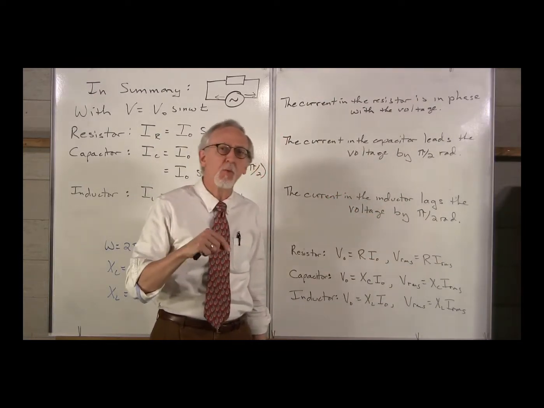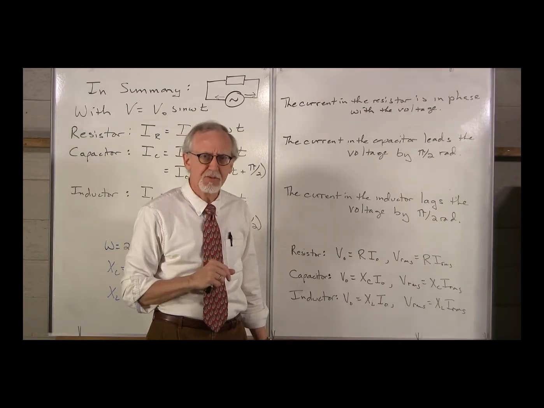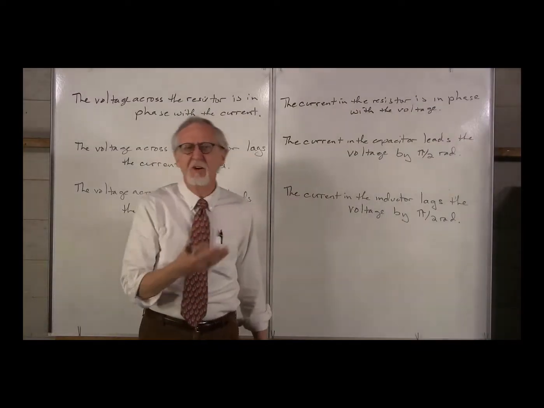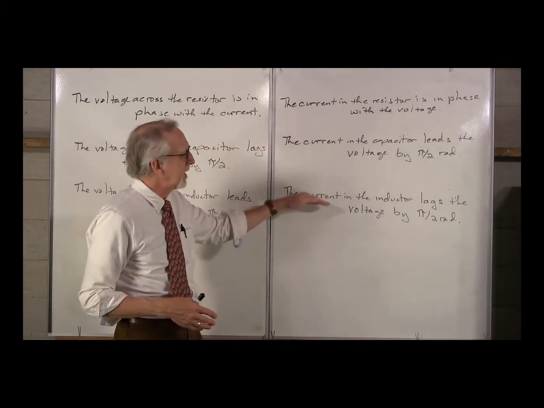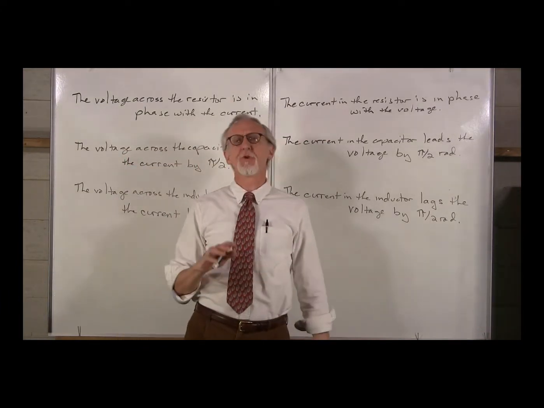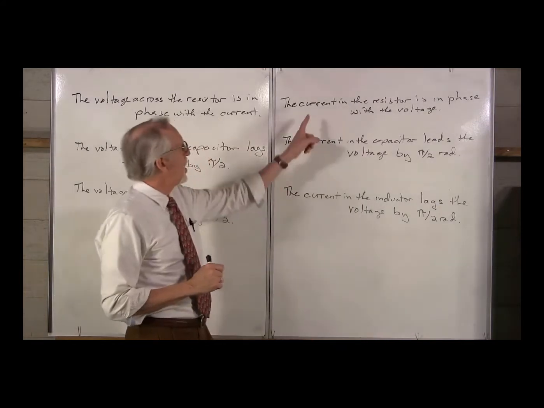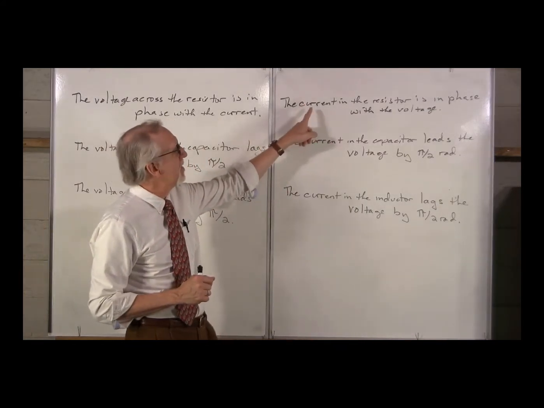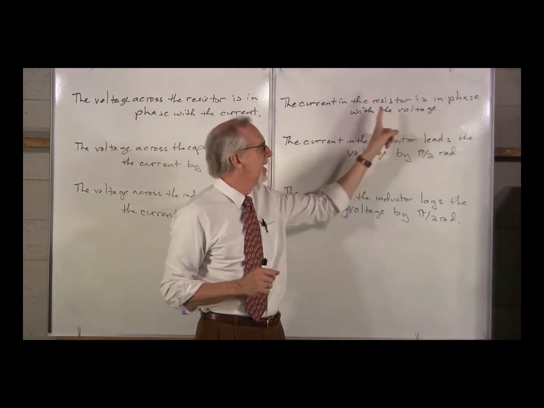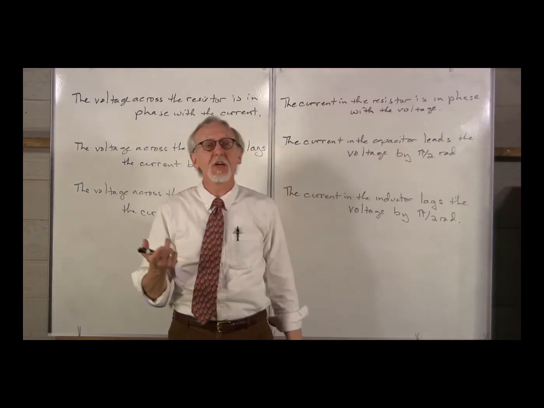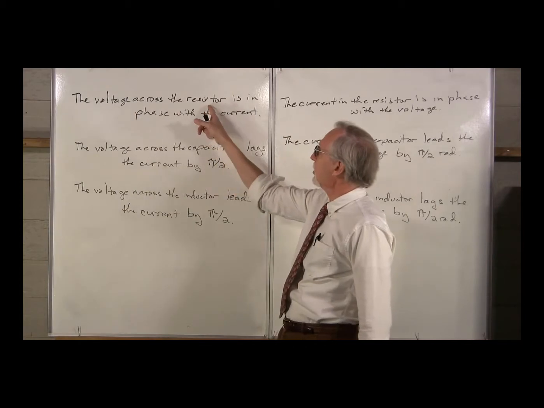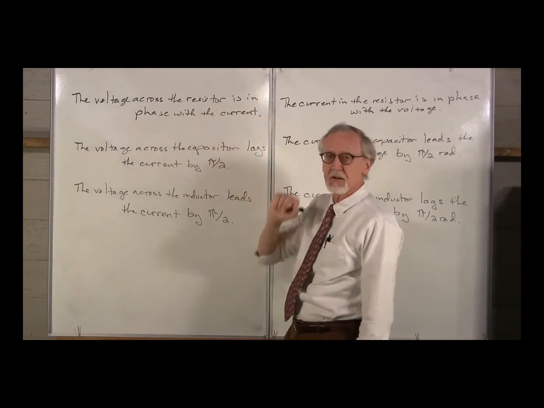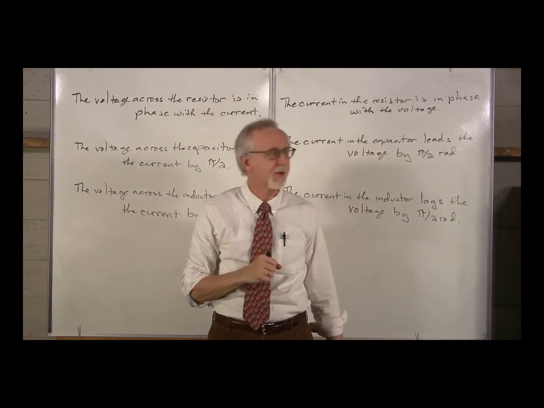I want to write those down one more time, and I want to change them just a little bit. Well, I'd already written them down once, so I didn't need to write them again; they're right here. But I want to change our perspective just a little bit. For the resistor, the current in the resistor is in phase with the voltage. I want to look at it in terms of the voltage. The voltage across the resistor is in phase with the current. They're both in phase with each other.